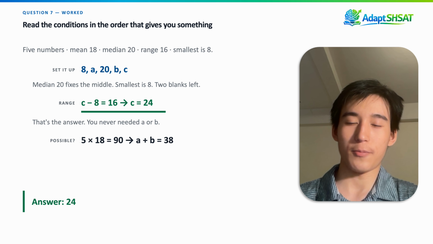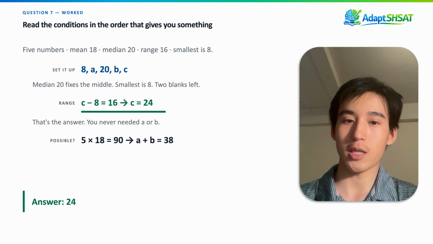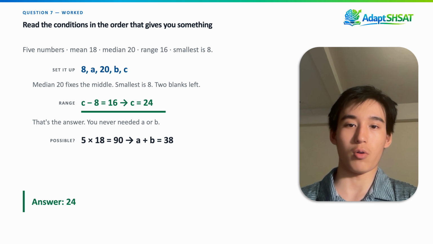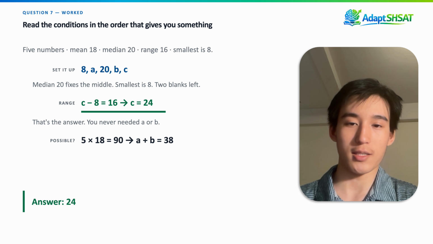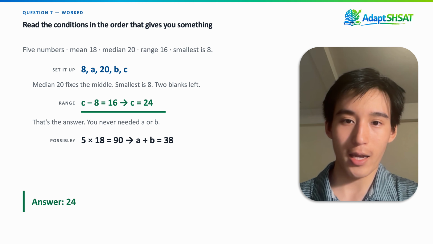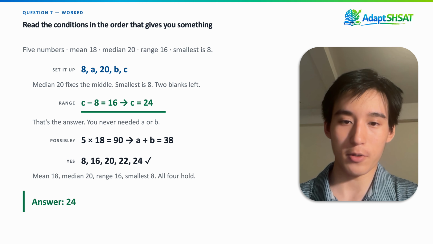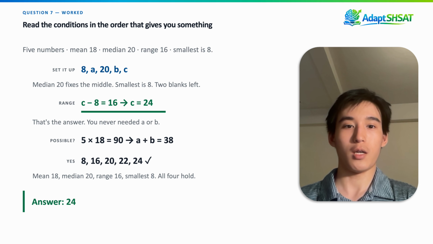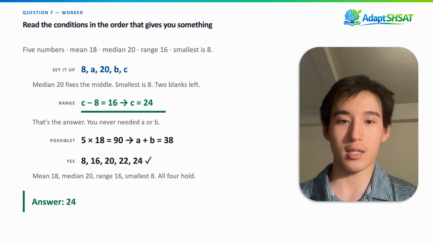But the thing is, this is what separates a good student from a careful one. So let's make sure a set like this can actually exist. A mean of 18 means the total is 90, because 5 times 18 is 90. And then 8 plus 20 plus 24 is 52. So the blanks add up to 38. So there's tons of room. So we can just pick 16 and 22.